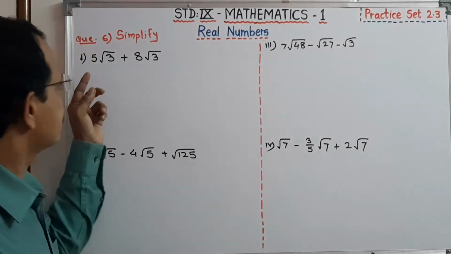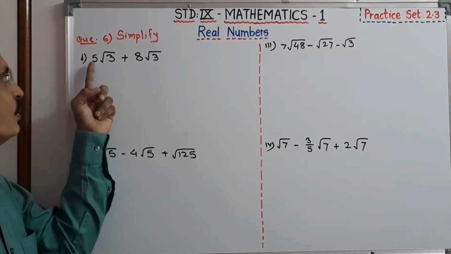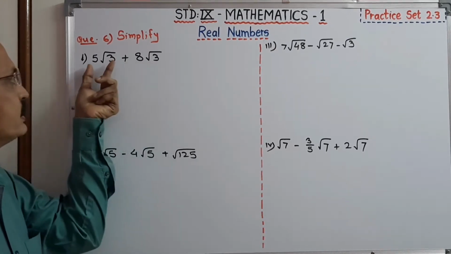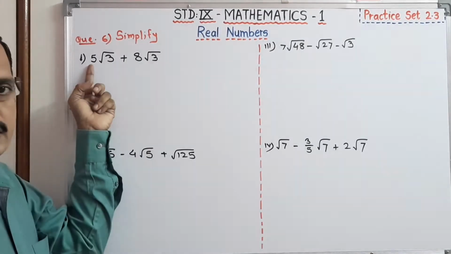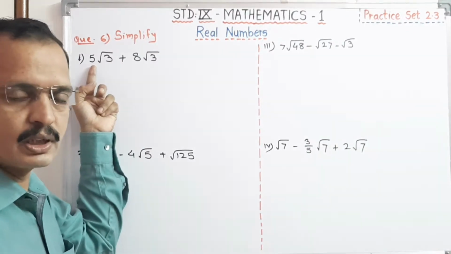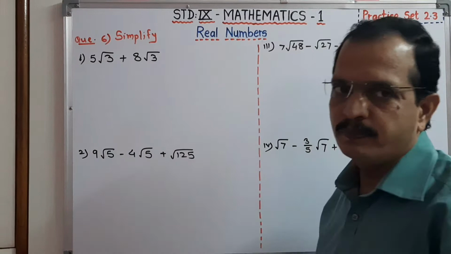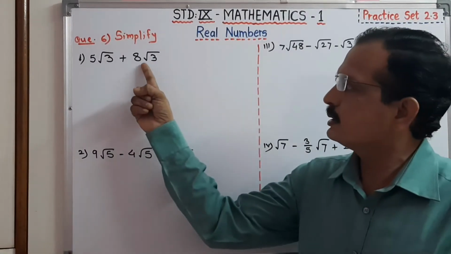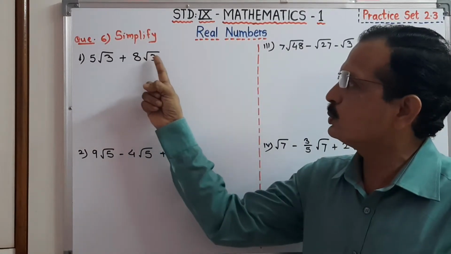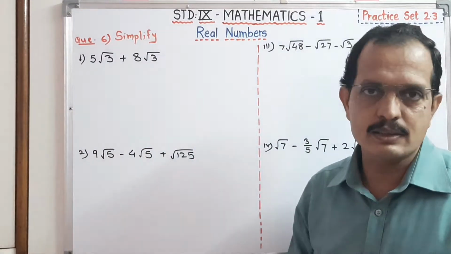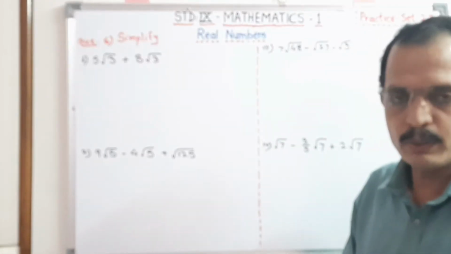Now in this case, see the first question, 5 root 3 plus 8 root 3. In this surd, the first factor is 5, the second is root 3. Here the order is 2 and the radicand is 3. In the second surd, 8 root 3, the order is 2 and the radicand is 3. That means both these surds are like surds, and for that purpose we have to do the addition.